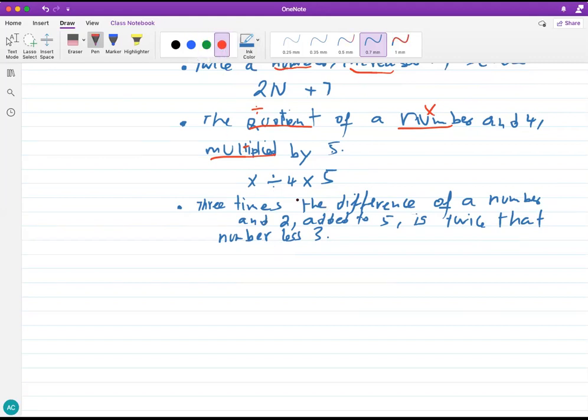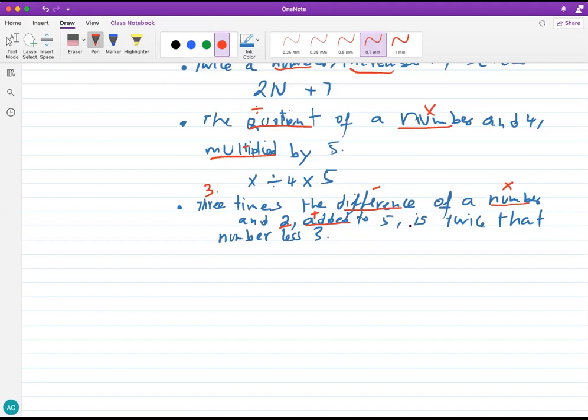So let's go over this, try to translate the keywords first. So 3 times, of course, means 3 times something, right? Difference. What is the operation associated with difference? Minus. A minus. Very good. And a number. How do you refer to that number? X. Okay. Very good. And then 2. Gonna need that. Added to. Obviously, that's addition.